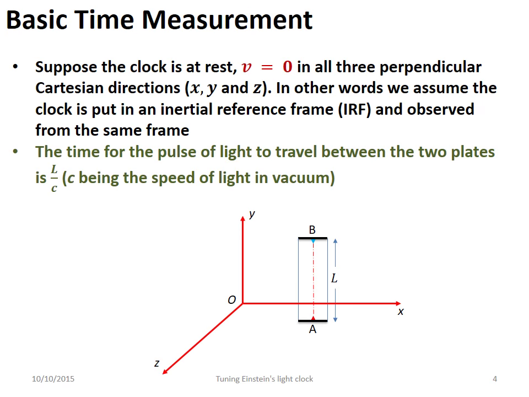Basic time measurement. Suppose the clock is at rest in all three perpendicular Cartesian directions, x, y, and z. In other words, we assume the clock is put in an inertial reference frame and observed from the same frame. The time for the pulse of light to travel between the two plates is L divided by c, c being the speed of light in vacuum.